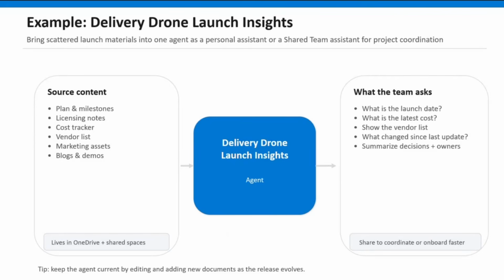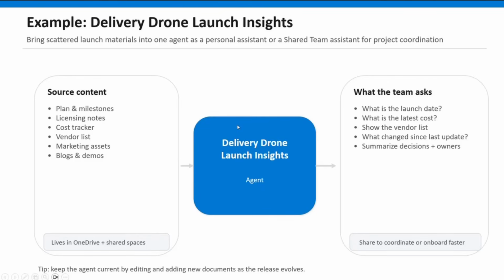So now let's bring it all together with an example. The example here is about a delivery drone product, and I'm going to walk through how we're going to launch this delivery drone. Here, the content lives everywhere. There's licensing notes, there's cost trackers, marketing assets. There could be information, blogs, different kinds of sources that live in different places. Most of them are in your OneDrive, essentially.